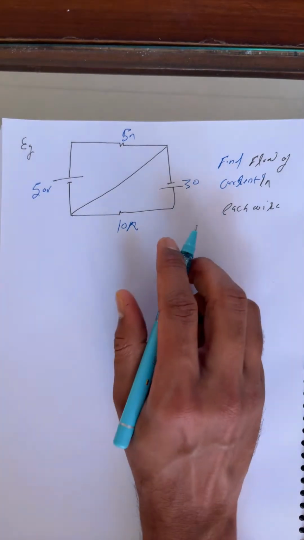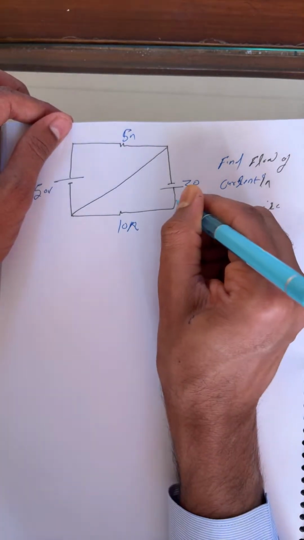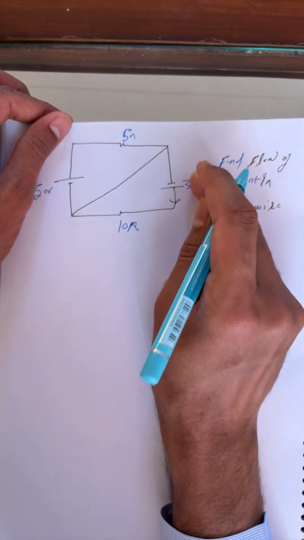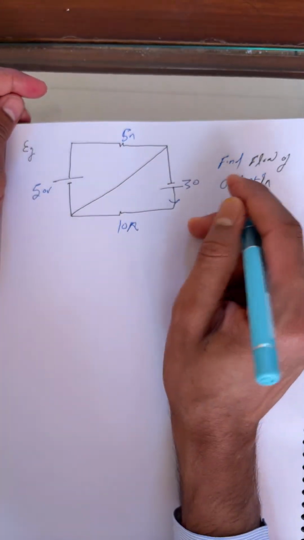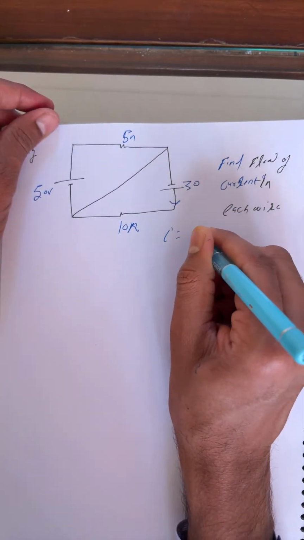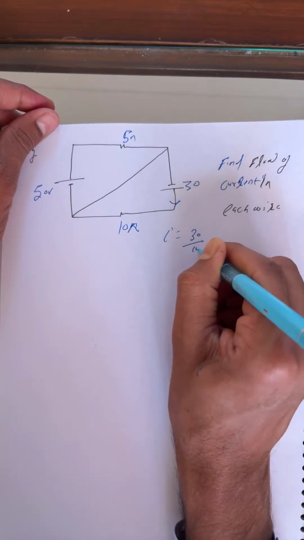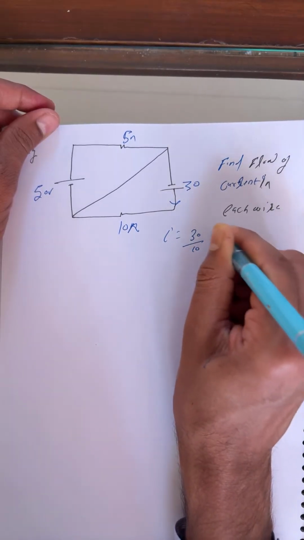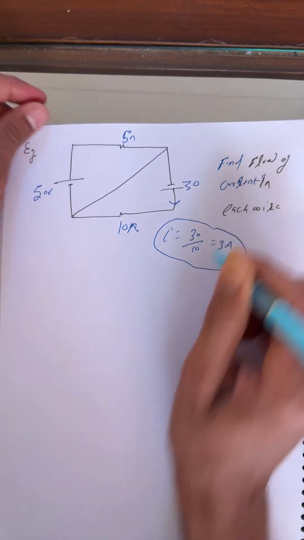So, what can you say? For this wire, what's the current here? Can you find it? This by this. So, what is I? V upon R, so V is 30, upon 10 here. So you can say this is 3 ampere. This is 3 ampere.